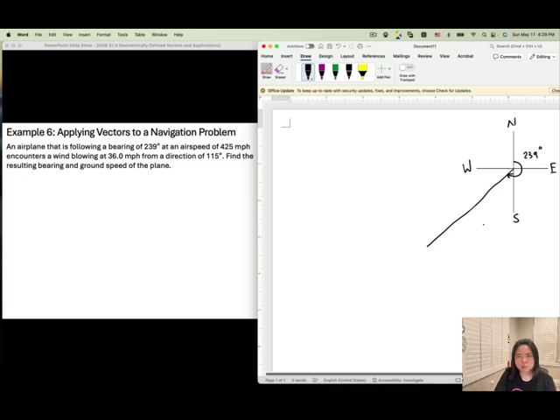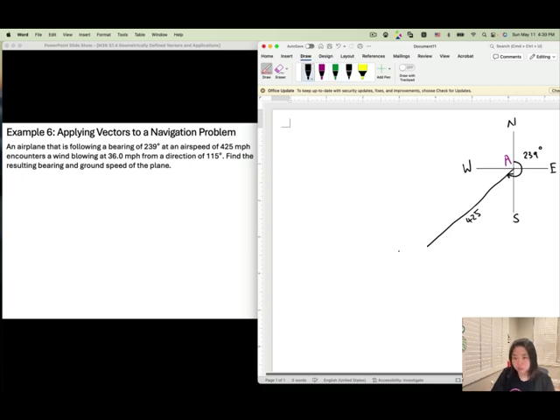And then the airspeed is about 425 miles per hour. So 425 miles per hour. And then we're gonna say this is gonna be point A, going this way. And then there is wind blowing at 36 miles per hour from a direction of 115 degrees.